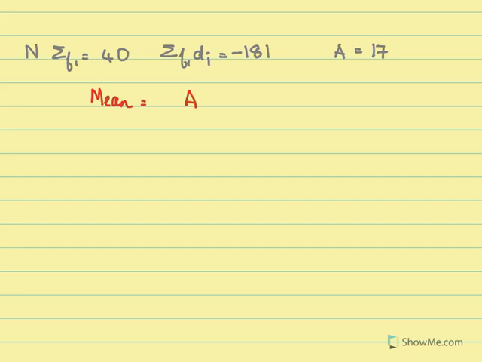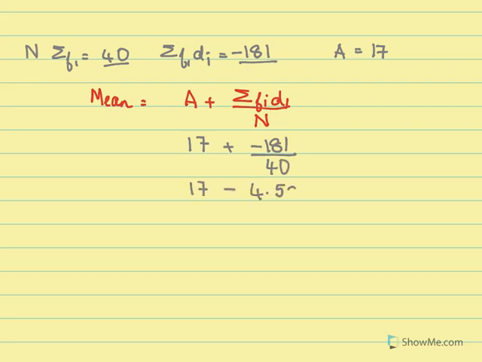Mean equal to a plus sigma fi di over n. So your a is 17, minus 181, that is sigma fi di. N is 40, number of readings. So you have 17 minus 4.52, and this answer comes as 12.48. So the mean is 12.48 number of days a student was absent.